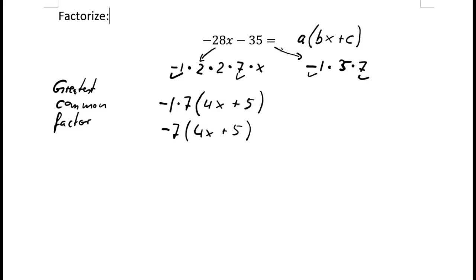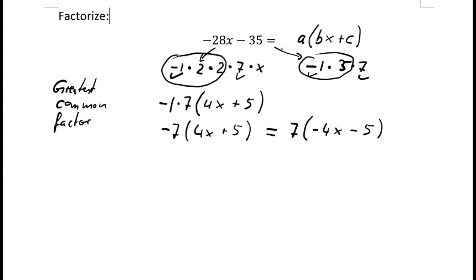Sometimes people don't take the negative 1 out, and we can just simply write it like that. 7 times minus 4x minus 5 in this case. So we would leave this here and we would leave this here, and it is just a matter of preference.